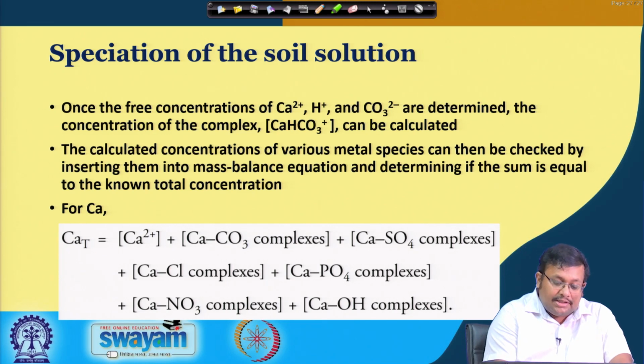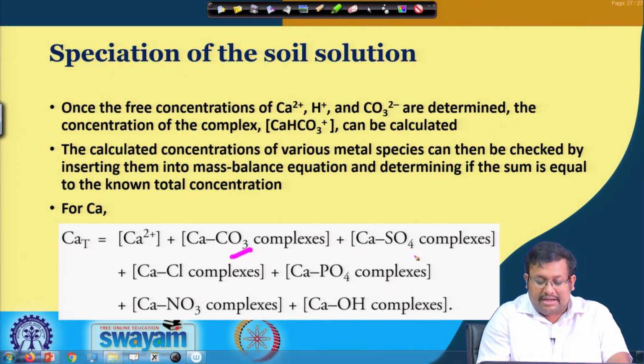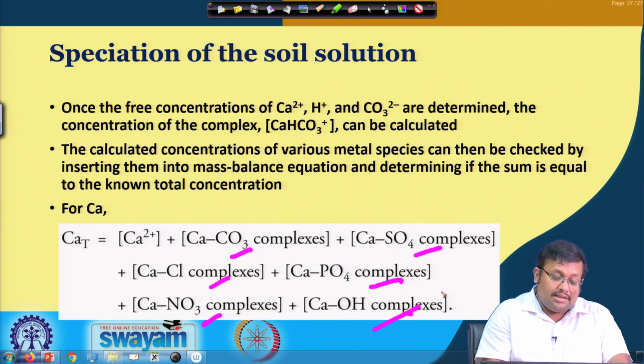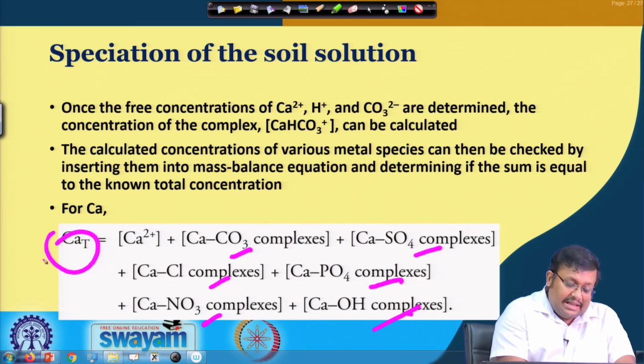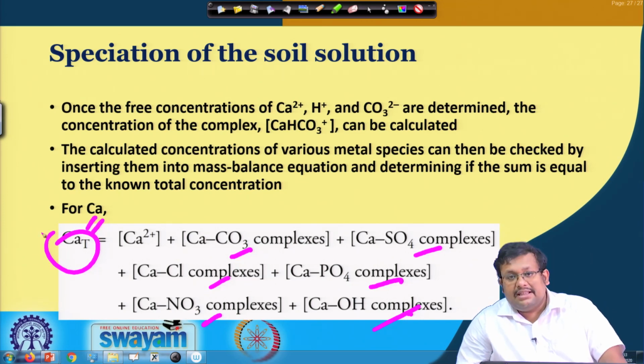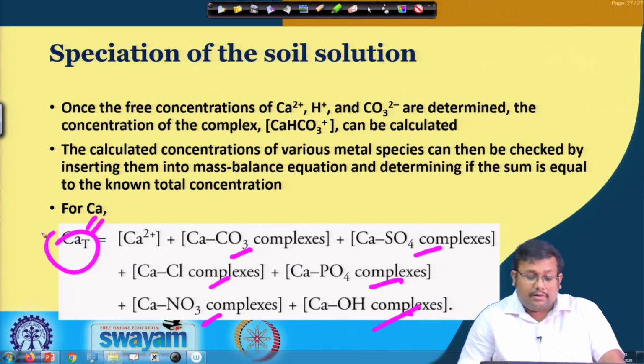So, basically, once we calculate the concentrations of calcium carbonate, calcium sulfate, calcium chloride, calcium phosphate, calcium nitrate and calcium hydroxide, we input those values and see whether the summation of all of these equals the total calcium. Then we can say that yes, this is the correct calculation.